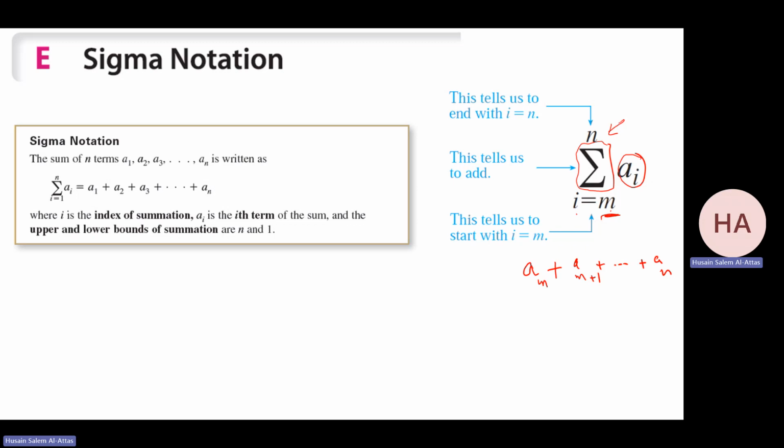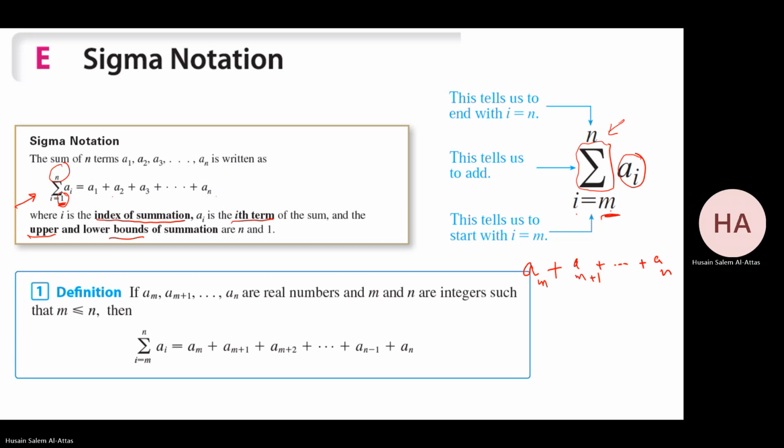If it is i equal 1 to n, that will be easier. So it will be a1, starting with 1 up to n: a1, a2, a3 up to a_n. The i is called the index of summation. a_i is called the ith term. And they have upper and lower bounds: the upper bound is this one, and the lower bound is this one. That's the meaning of sigma notation.